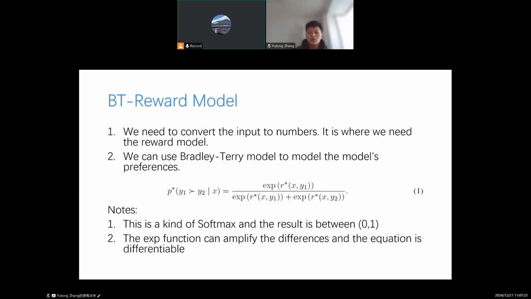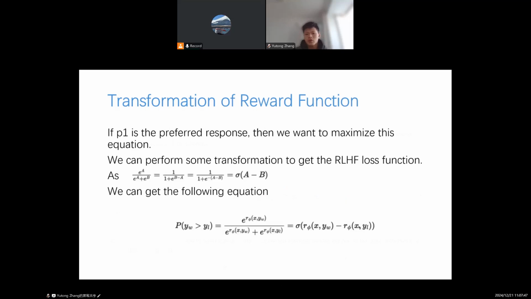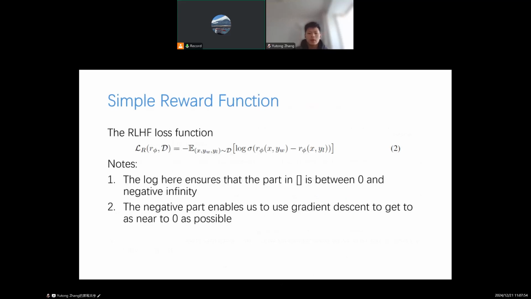So basically, we need to convert inputs into numbers, and this is where we need the reward model. So it's kind of simple, right? This is a softmax activation function, and the result is between 0 and 1, which looks like a rate, right? And then we do some transformation of this reward model to look a bit simpler, right? And the RLHF loss function looks like this.